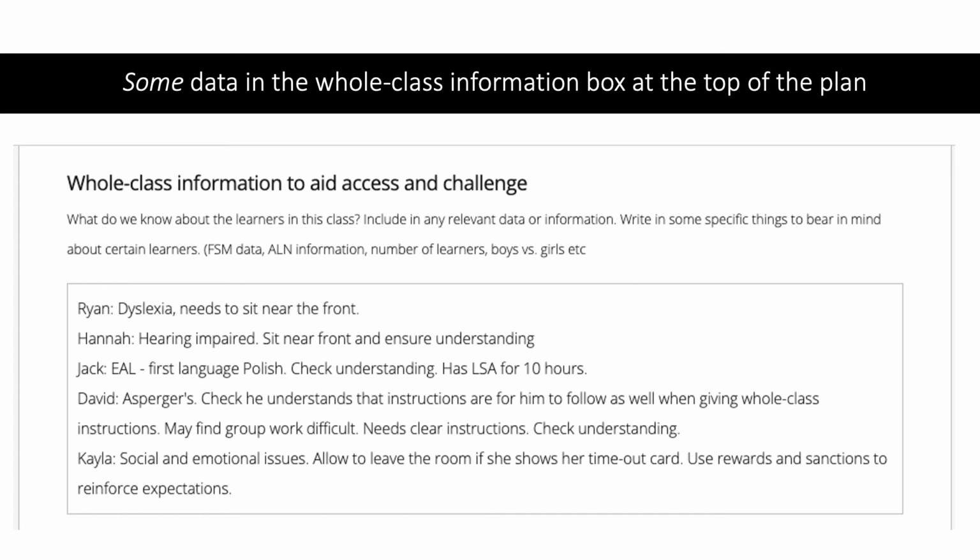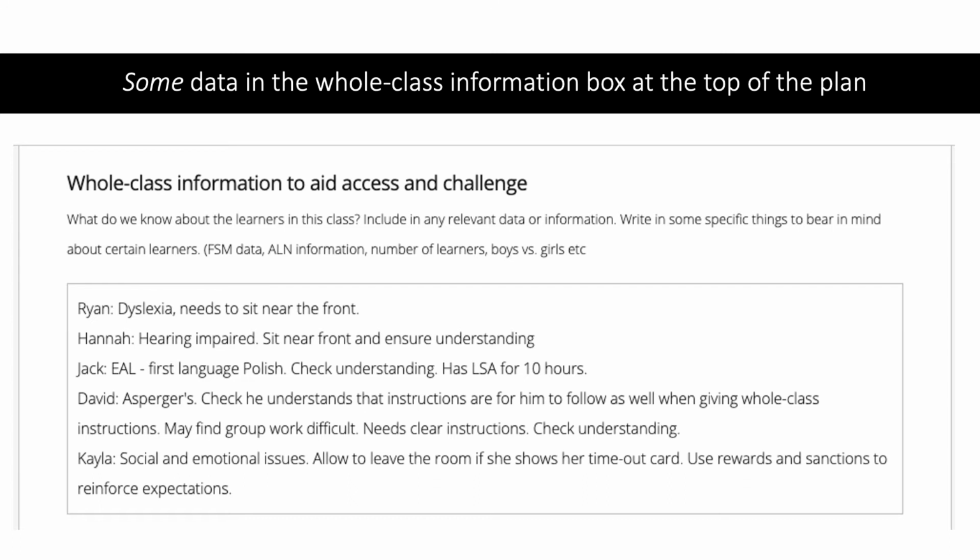That said, they've identified pupils and the strategies that are needed to support those pupils. So, for example, we've got Jack, who has English as an additional language. His first language is Polish, and there's a bit of guidance there about checking understanding, and some information that he has an LSA for 10 hours. No sense of how that LSA is to be utilised as we go through into the main body of the plans, but certainly, good that they are aware that this particular pupil has needs that need to be catered to.